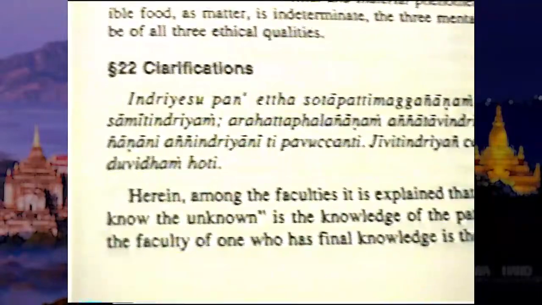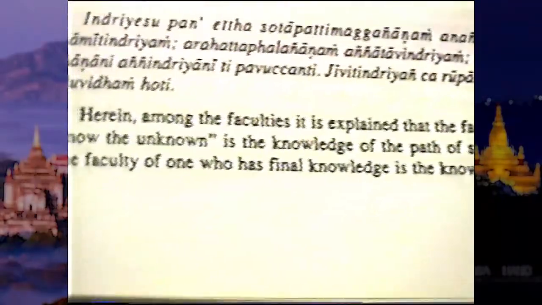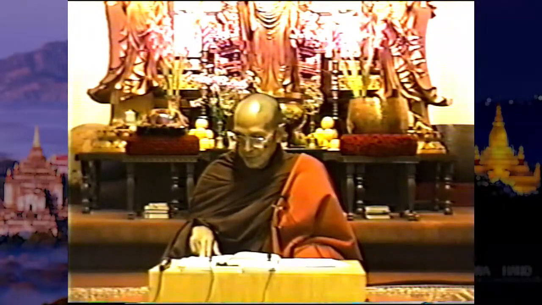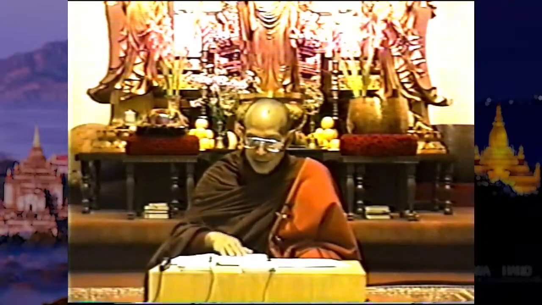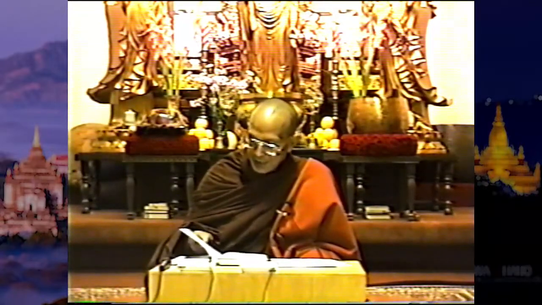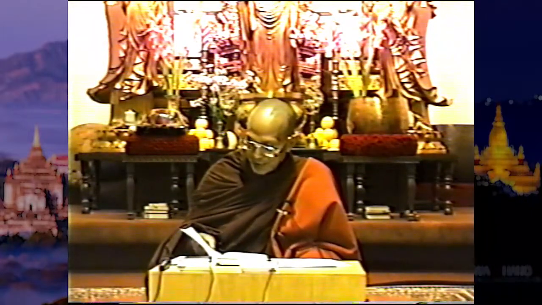Okay. Now clarifications on page 275. But I've already explained that. Herein, among the faculties, it is explained that the faculty, I will know the unknown, is the knowledge of the path of stream entry. So, the ananya tanya samitindriya should be identified with amoha accompanying the path of stream entry or sotabaddi magga. The faculty of one who has final knowledge, that means anyatavendriya, the last one, is the knowledge of the fruit of arahantship, that means amoha accompanying arahata phala.